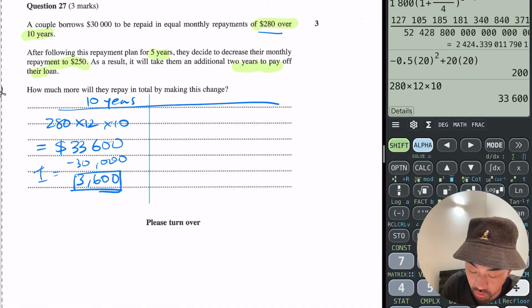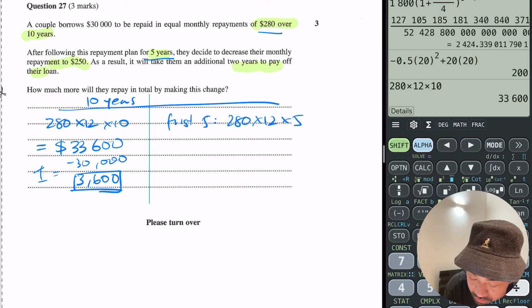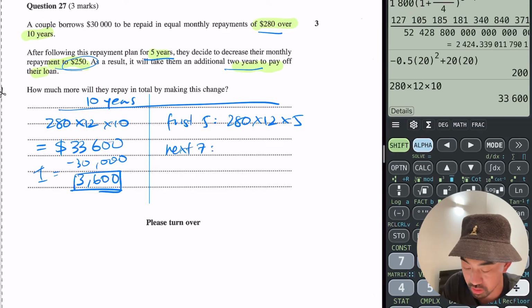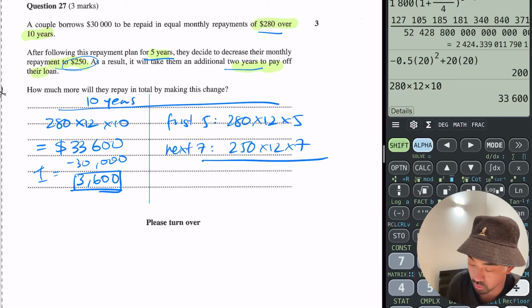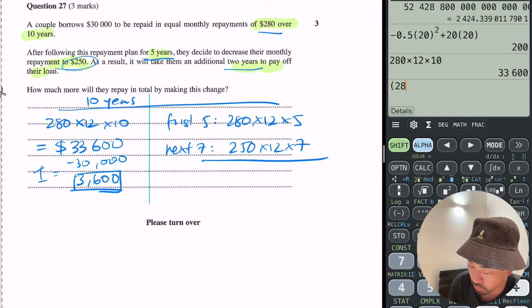But they did. So after 5 years, so for the first 5, they're still going to be doing 280 times 12 months times 5. But they decided to decrease their monthly repayment to 250. As a result, it takes them 2 more years. So let's call it the next 7 years, 5 years plus 2 years, is 250 times 12 months times 7. So that will be the total. So 280 times 12 times 5 plus 250 times 12 times 7.